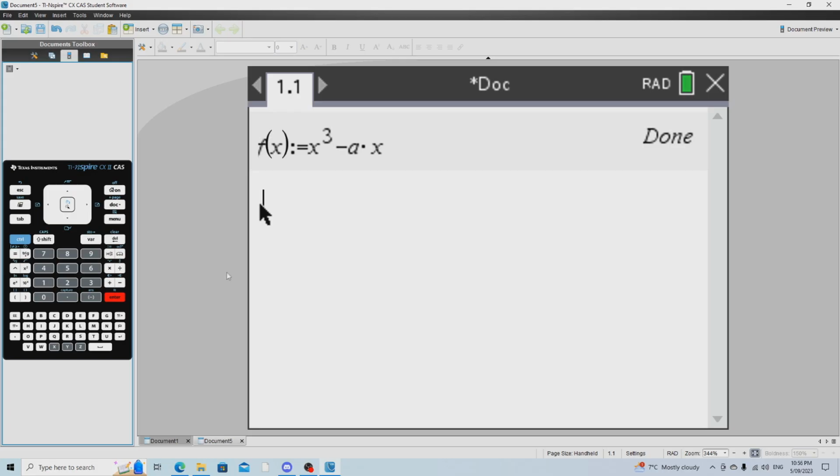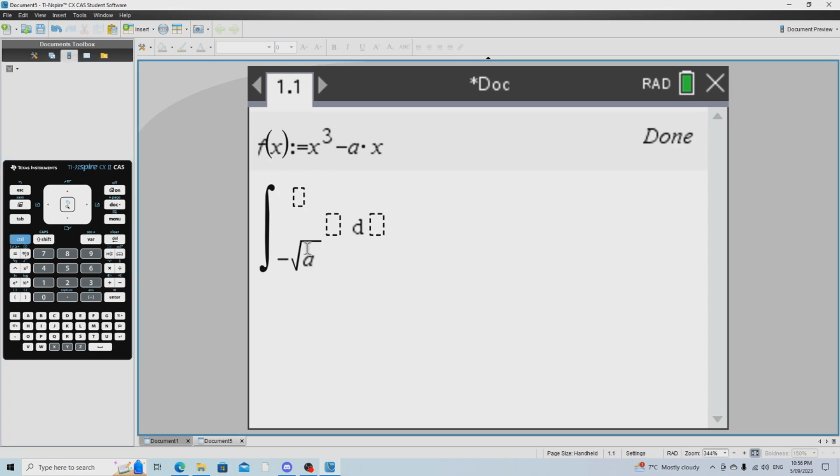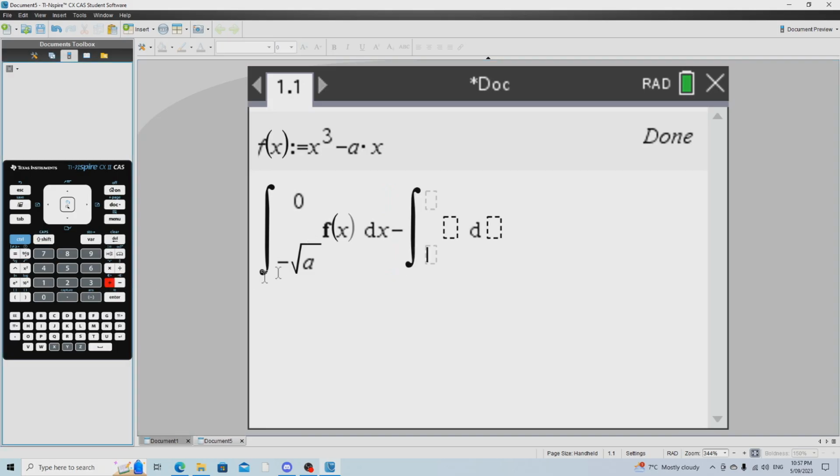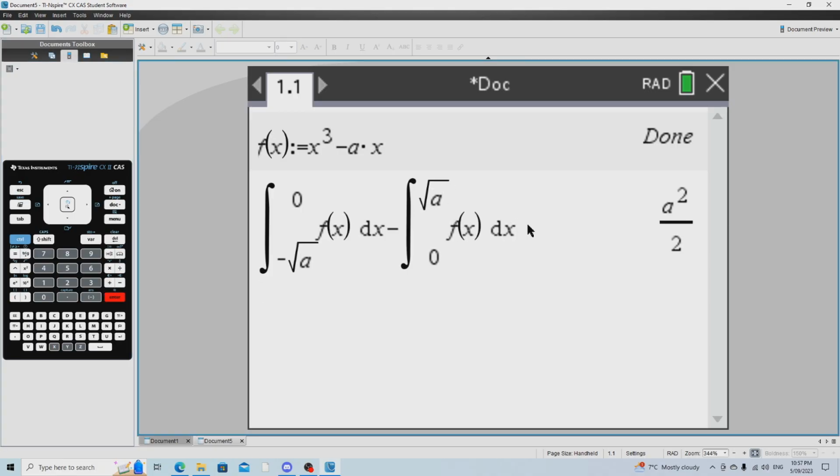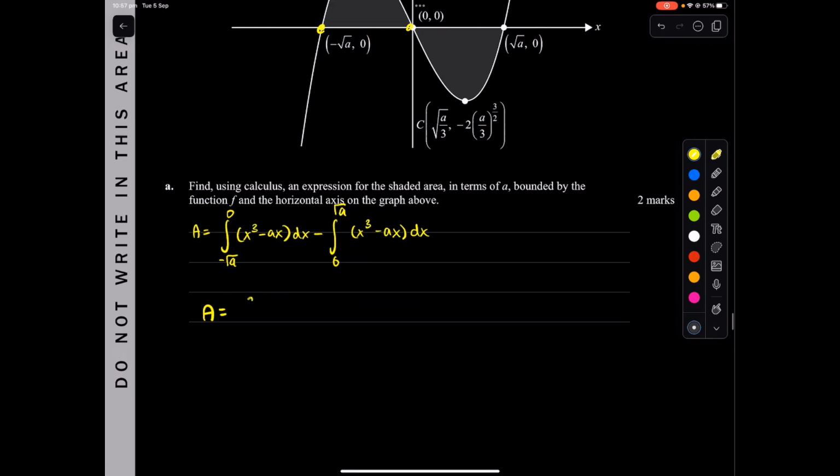Okay, and we want from negative root a to 0 of f of x dx, minus 0 to root a of f of x dx. So it gives us a squared over 2. So a squared over 2. So yeah, I think that's that. Hope that's right.